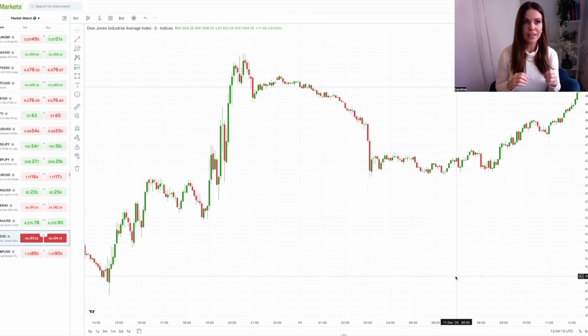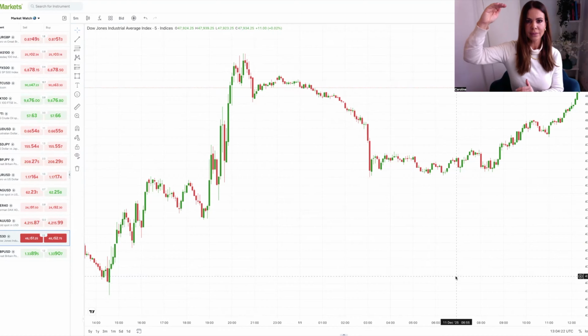So for example, a time when you might see a fair value gap is if there was a huge piece of news that came out, the market shot up really quickly, and then you see a bit of a retracement back into that first long body candle, and then it continues back up again.